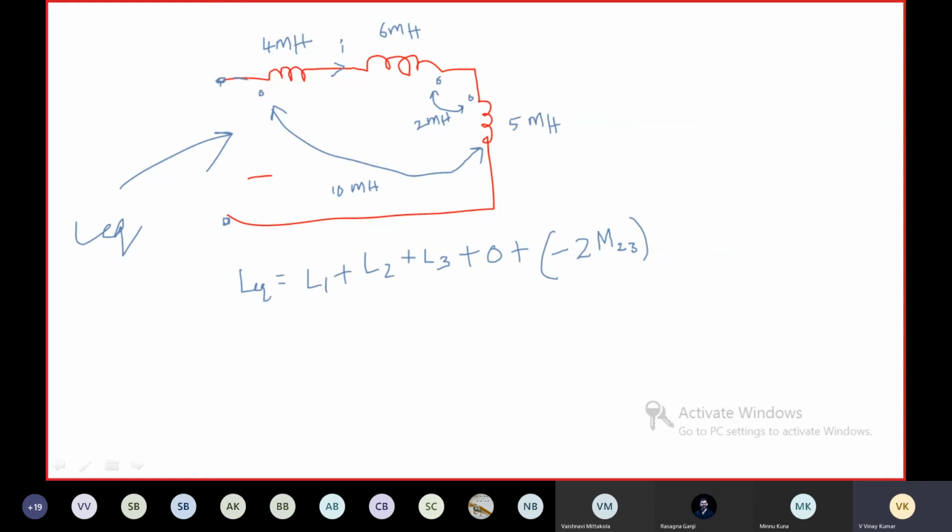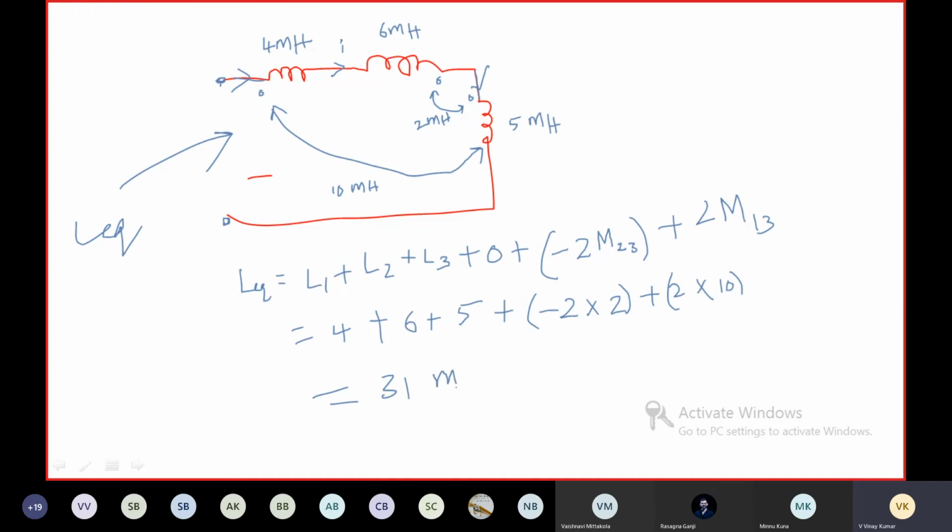Now coming to this one. Here current is entering the dot terminal, and here also current is entering the dot terminal. Both are series aiding, so plus 2 M13. Which is equal to L1 is 4 millihenry plus L2 is 6 millihenry plus L3 is 5 millihenry, plus minus 2 into M23, which is 2, plus 2 into M13, which is 10. 20 minus 4 is 16, 15 plus 16 is 31. 31 millihenry.